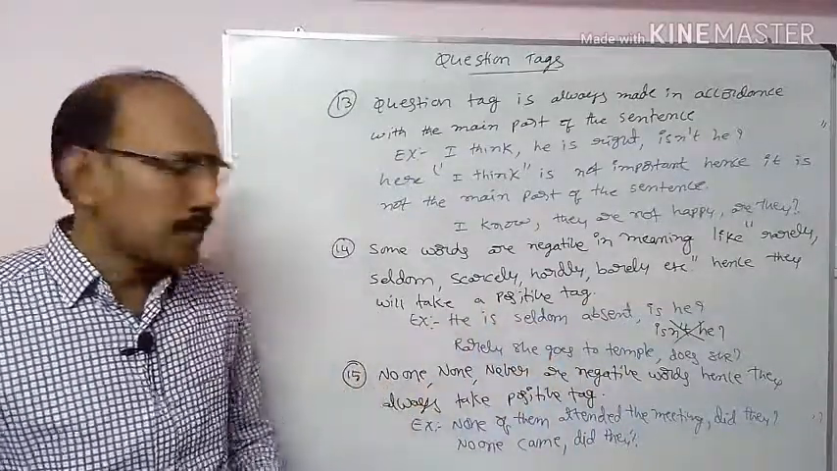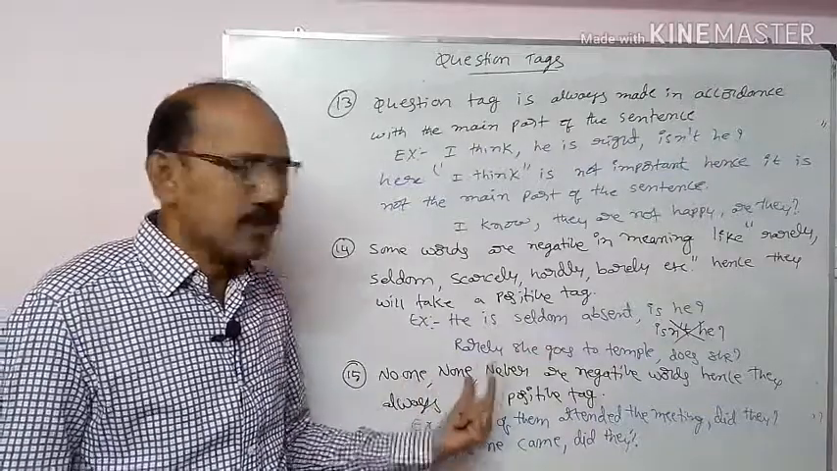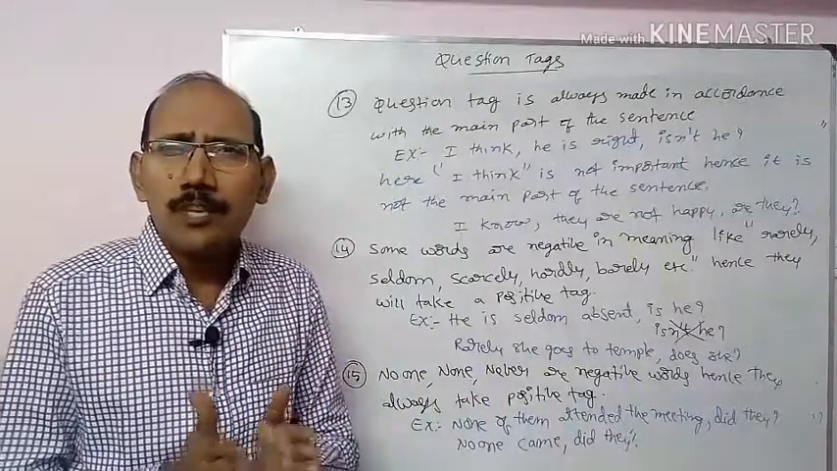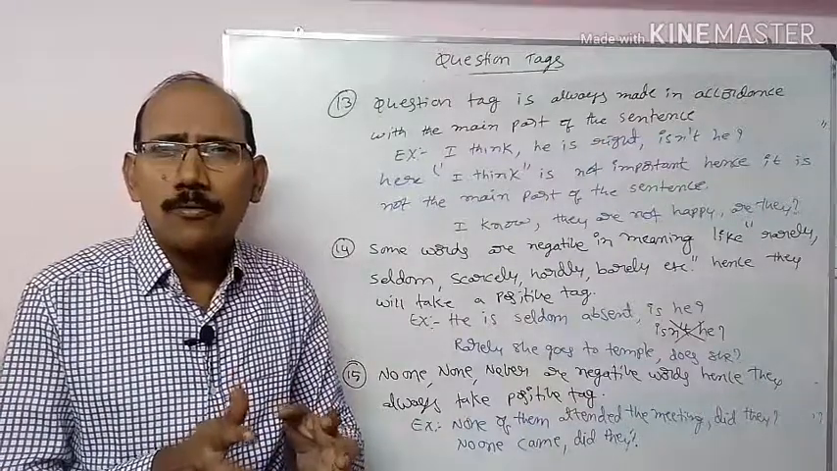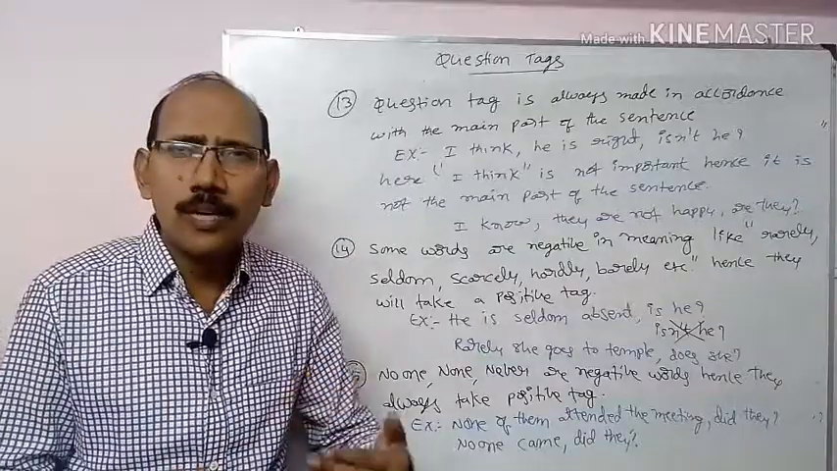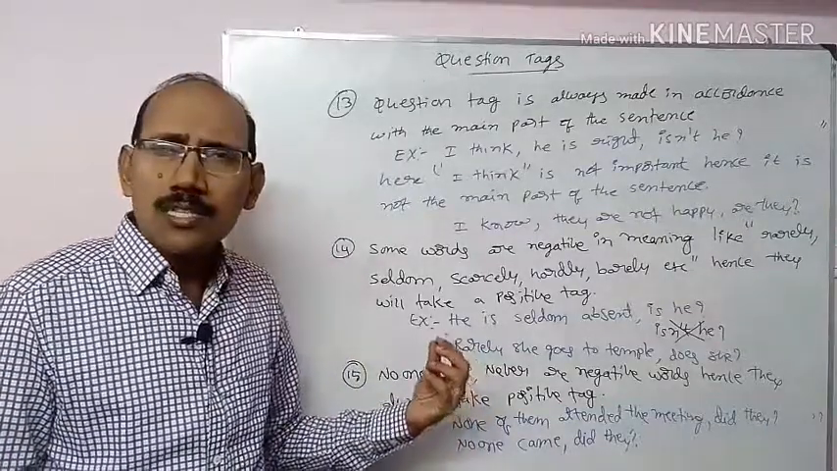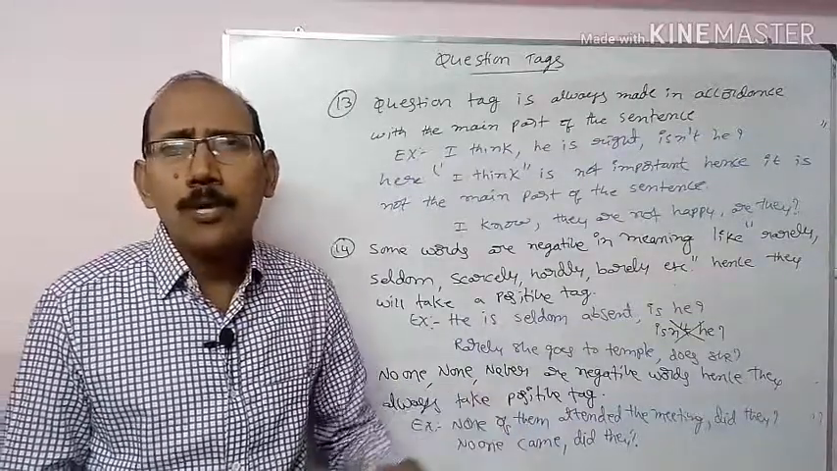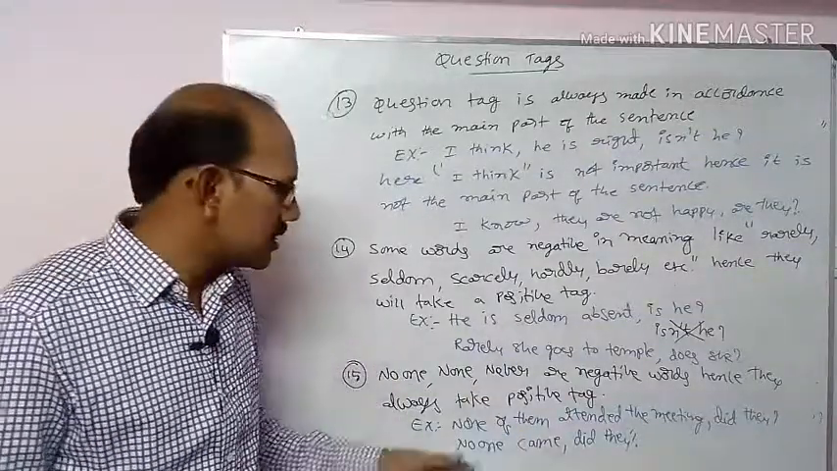And look at the last point: no one, none, never. In fact, they are negative words. Whenever we come across a word like no one, none or nobody, automatically the total sentence becomes a negative sentence. We need to give only a positive tag to that particular statement.